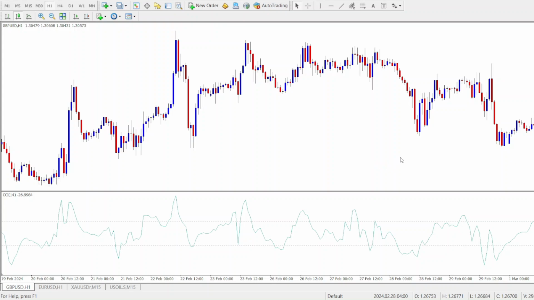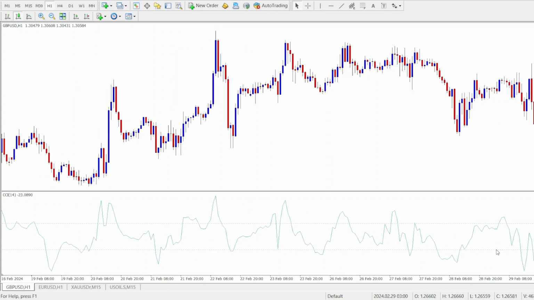Now, considering the overbought and oversold levels, we can see that above the plus 100 is overbought, below the minus 100 is oversold. These are the standard overbought and oversold levels. When the CCI crosses above the plus 100, the asset is considered overbought, signaling a potential short entry. And conversely, when the CCI drops below the minus 100, the asset is oversold, signaling a potential buy entry.